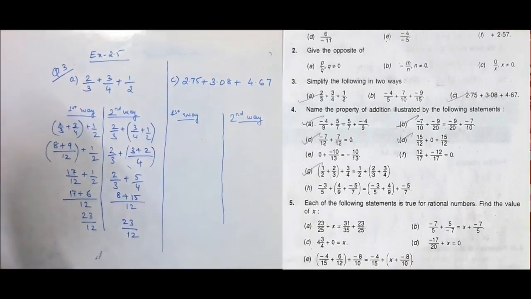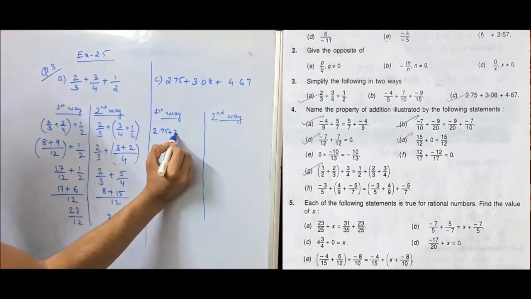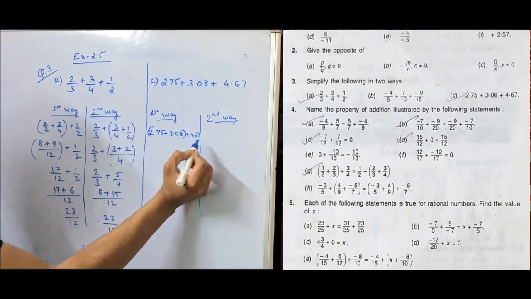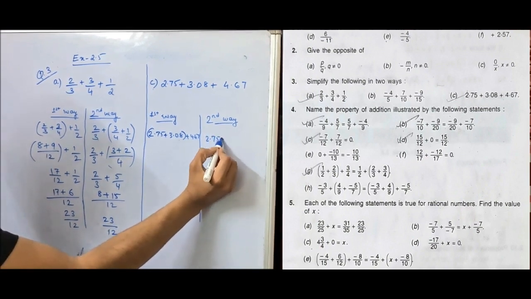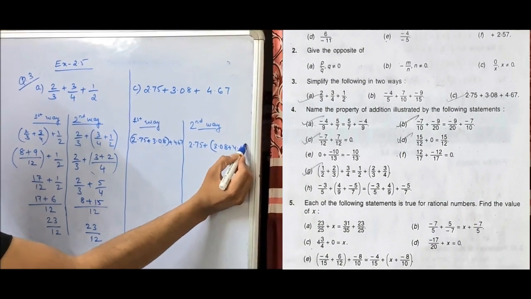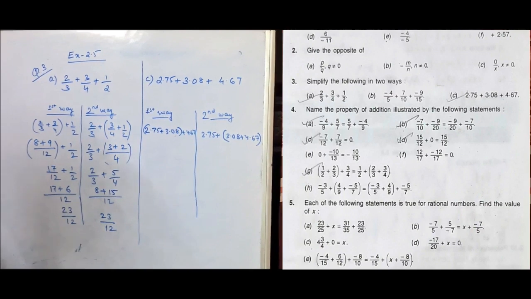Similarly, we can do the same thing with the C1, this decimal part. We can first put the bracket for the first two rational numbers, and in the second way, we can keep the bracket in the second two rational numbers. In both the ways, we'll get the same answer. Only we are regrouping the things according to the associative property.